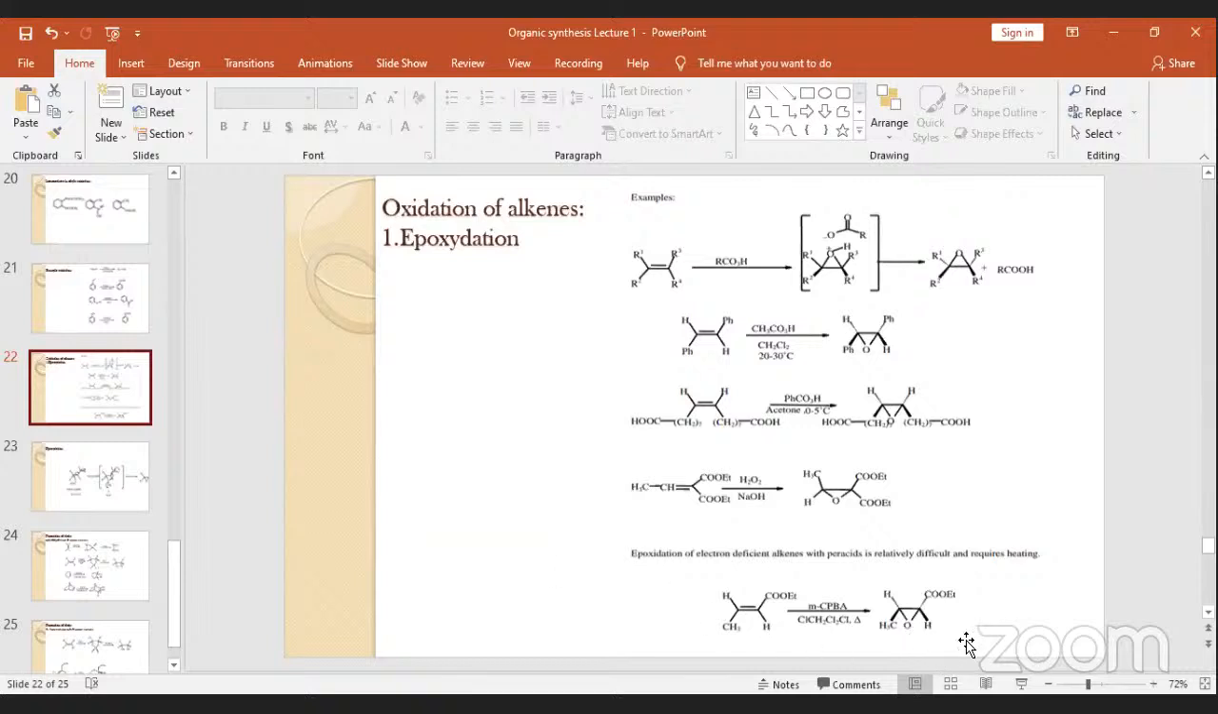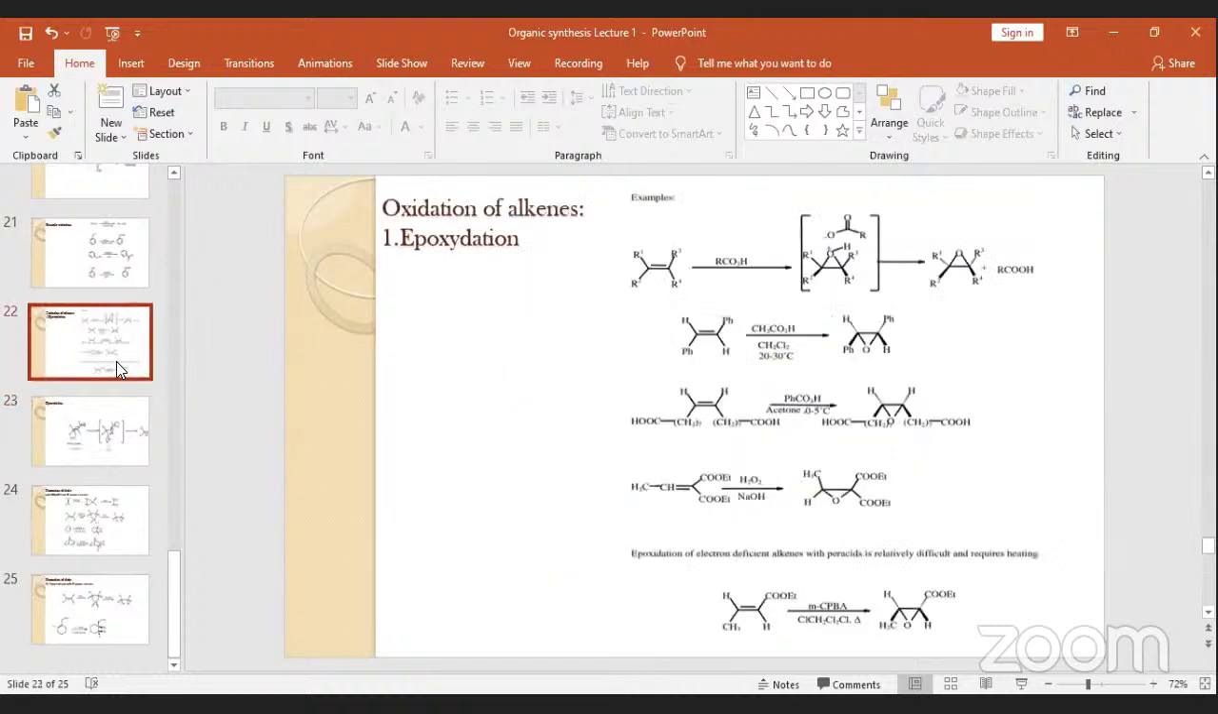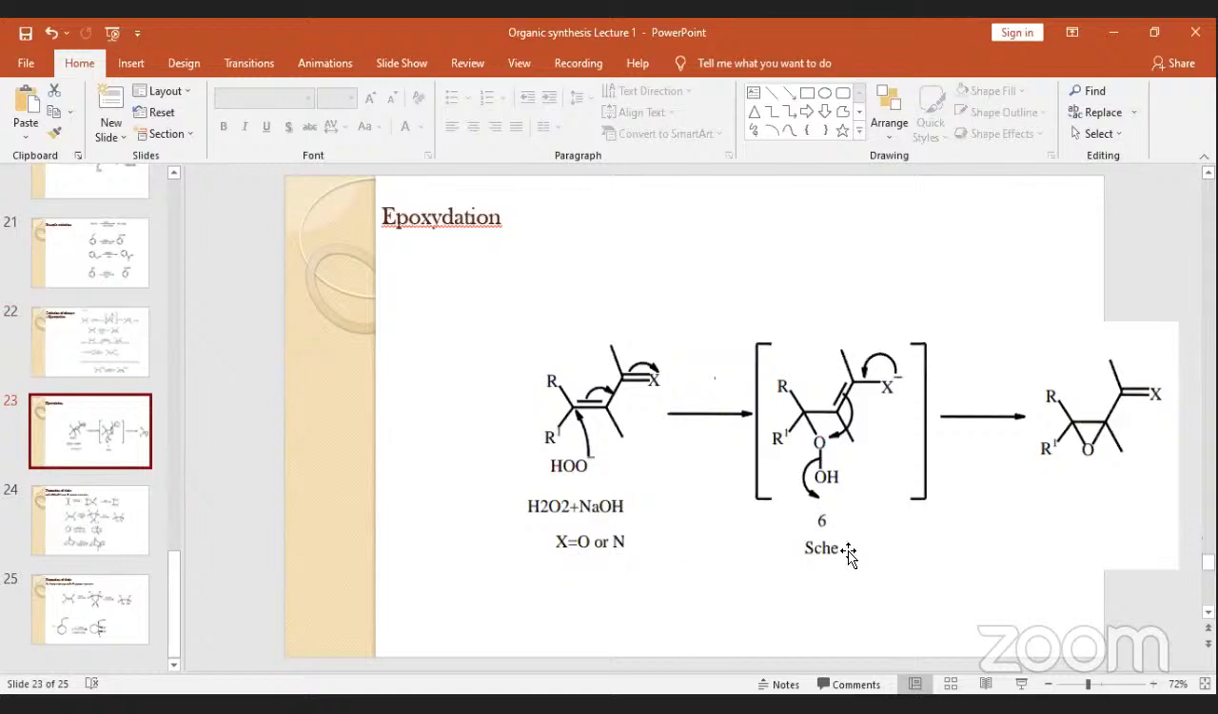Okay, so you get epoxide here, and this is the mechanism we told you. HOO minus attacks, and this is a stabilized anion, and again OH minus is eliminated to give you the epoxy compound, especially in the case of alpha beta unsaturated carbonyl derivatives, esters, etc., because they are electron deficient because of this stabilization, because of resonance.